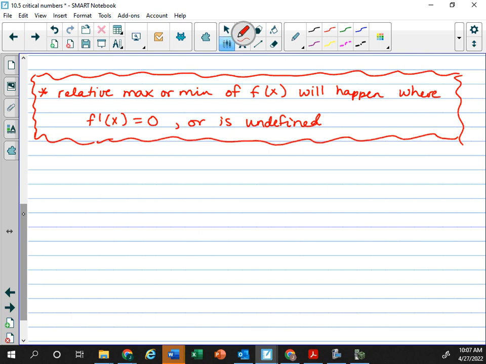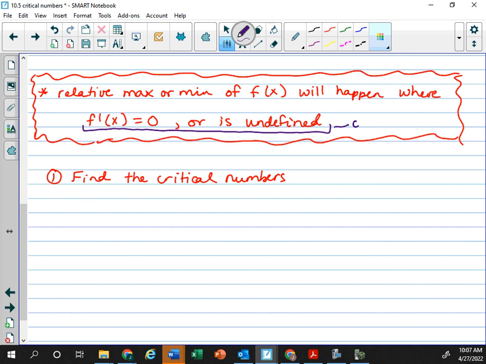Okay, so let's try one. Let's find the critical numbers. And guys, the critical numbers are what we just found, it's where your derivative is 0 or undefined. Okay, I'll label that on here. So these are the critical numbers.